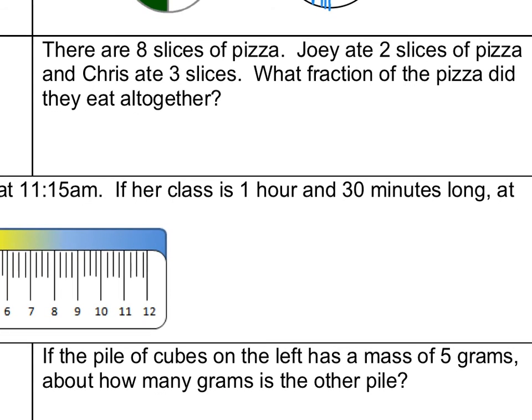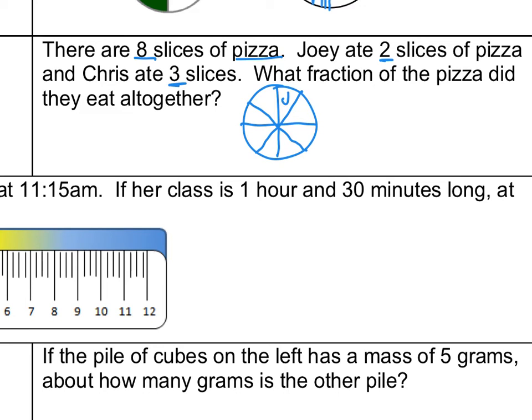There are 8 slices of pizza. Joey ate 2 slices of pizza, and Chris ate 3 slices. What fraction of the pizza did they eat all together? So we know we're going to do a pizza that has 8 slices. So here's 4. I like making 8 because you do a plus and then a crisscross, then an X. Then you have 4 on each side, which is 8.